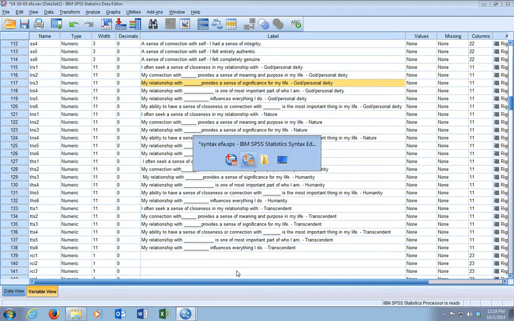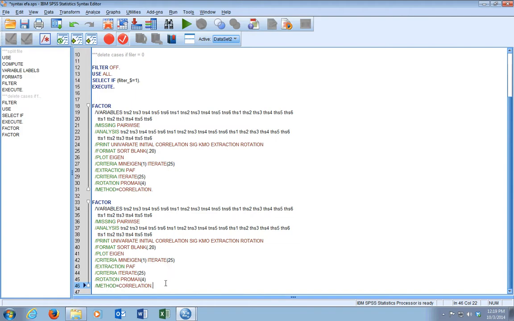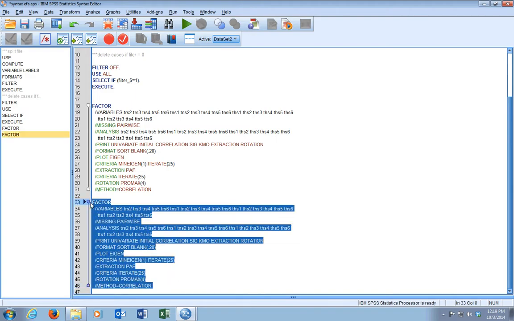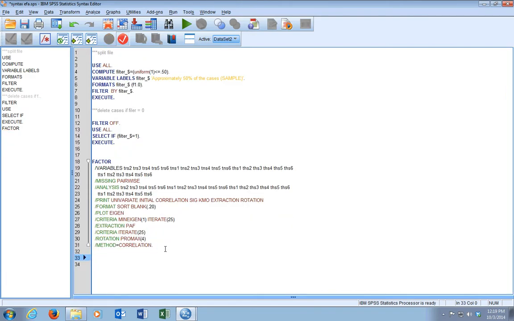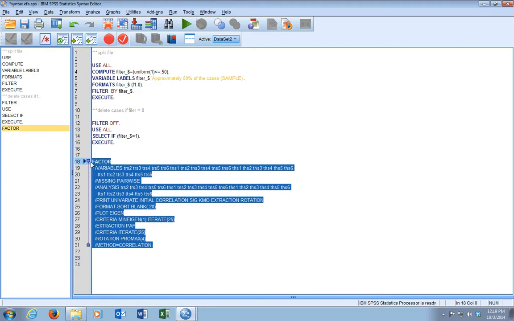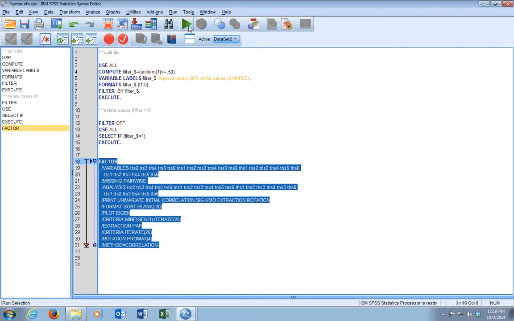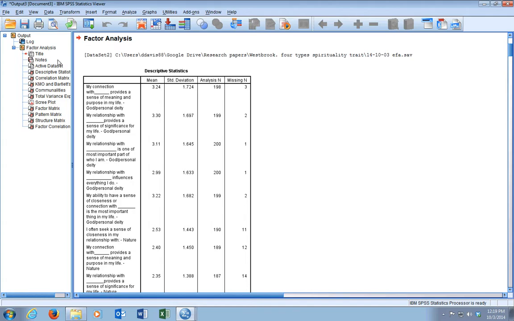So you hit paste, send your syntax over. I had already run this once, so it'll stick it at the bottom here. What I had done before is I had about 400 people, so I split the file and saved it in a couple different ways, and then for this data set, I filtered off half the sample is what that's doing. So if we highlight this and hit play, it's going to run it for us.